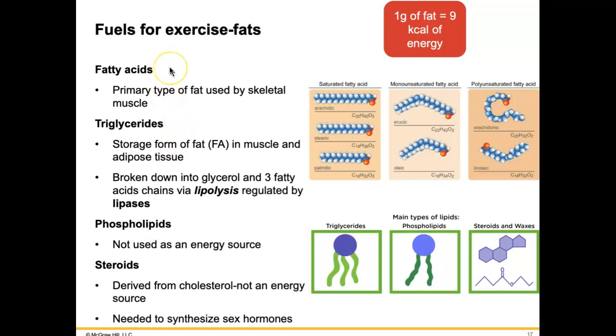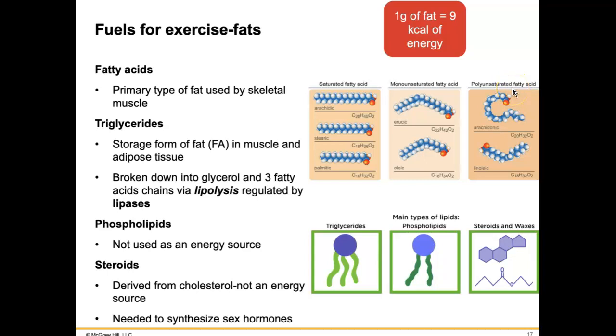Now, the fatty acids are the primary type of fat that is used by skeletal muscle. They are just these chains of carbon atoms linked to carboxyl groups at one end, and you could see that they have different structures, whether they're saturated, monounsaturated, or polyunsaturated.